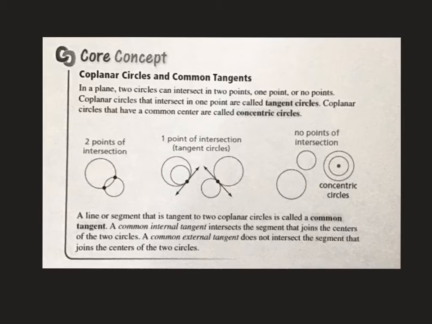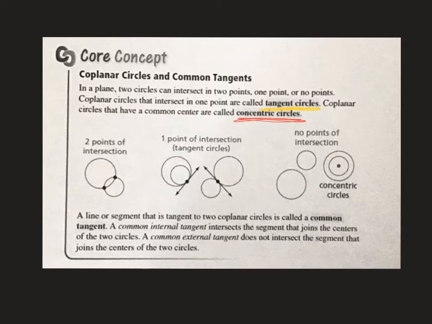So coplanar circles, remember coplanar means that they're in the same plane, and common tangents. So in a plane, 2 circles can intersect in 2 points, 1 point, or no point. Coplanar circles that intersect in 1 point are called tangent circles. So remember, tangent just means that it only intersects at 1 point. Coplanar circles that have a common center are called concentric circles. So they share the same center point, but they don't intersect at all.